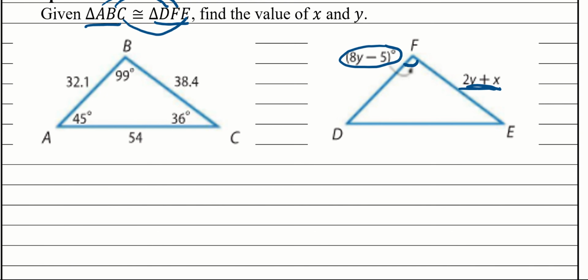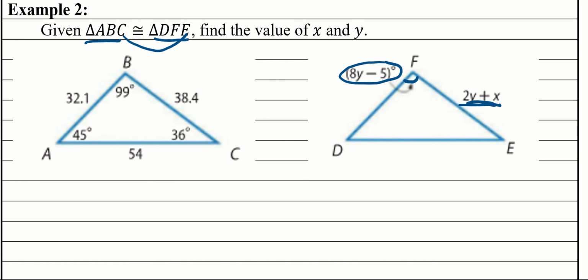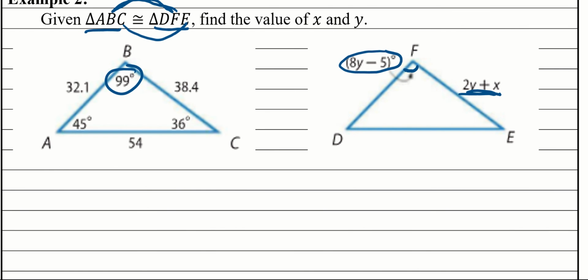So what did we say earlier? What is the angle that corresponds to F? I don't even need to look at the picture. I just need to look at the order of the letters. That would be angle B. So I see these two, angle B and angle F, are corresponding, which means they're going to be congruent. So I can say 99 here equals 8y minus 5.